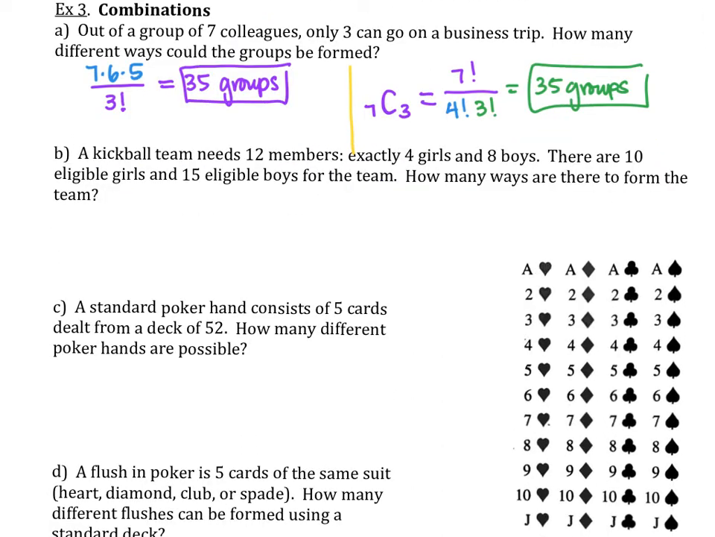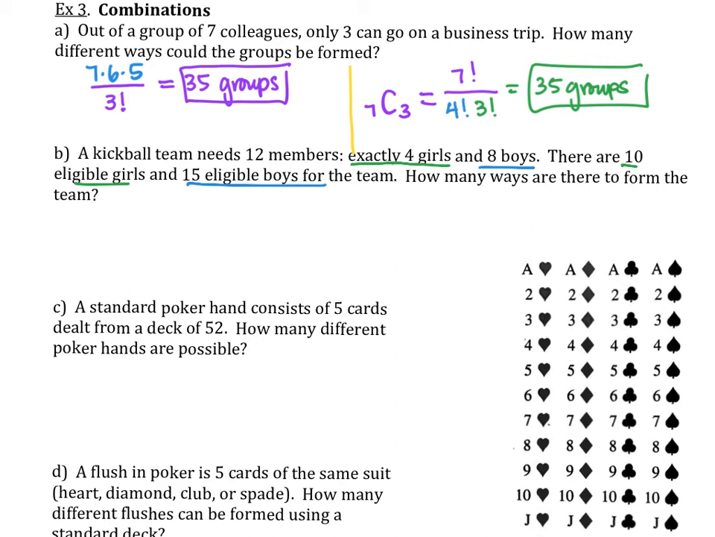Okay, now we're going to consider where there's more than one criteria. So in this case it says a kickball team has 12 members. It must have exactly 4 girls and exactly 8 boys. Okay, there are 10 eligible girls and there are 15 eligible boys for the team. How many ways are there to form the team?